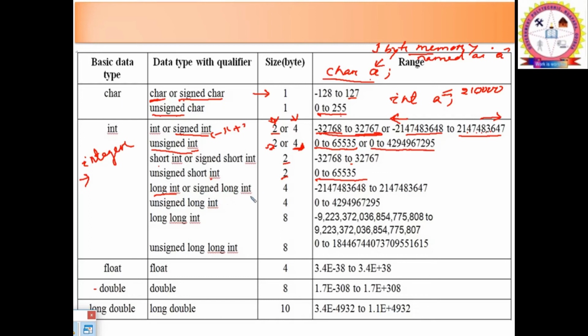it is always 4 bytes, previous is also 4 bytes, and as far as the C18 standard, GCC compiler, the size of long int is 4 bytes. So signed long int means it is of 4 bytes, so range will be minus 2147483648 to 2147483647. And unsigned long int is again 4 bytes of memory, and range is 0 to 4294967295.